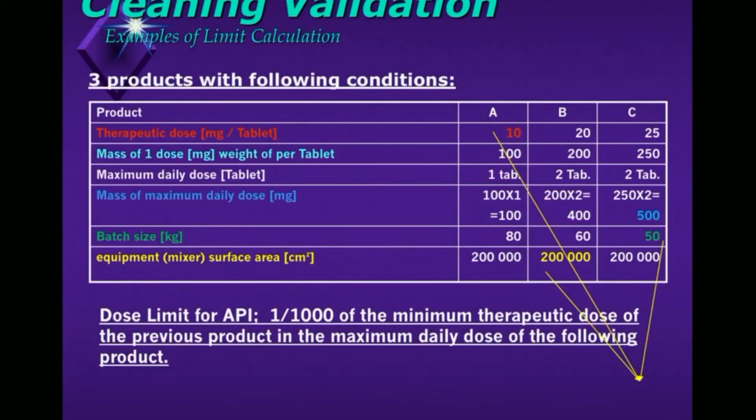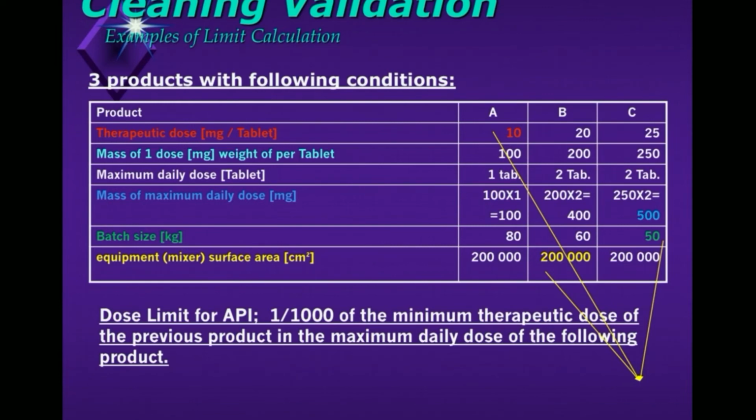Now, how to calculate the acceptance criteria? Let's suppose that we are producing three different types of products, product A, B and C. The strength of product A is 10 milligram per tablet. Strength for product B is 20 milligram per tablet, and strength for product C is 25 milligram per tablet.